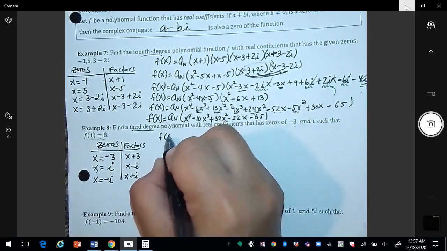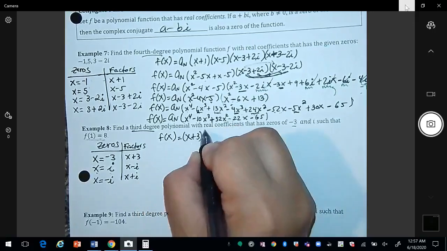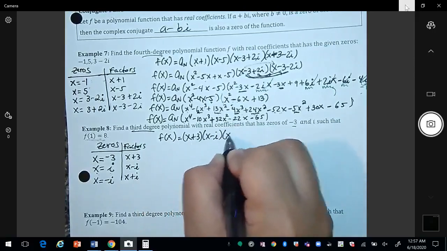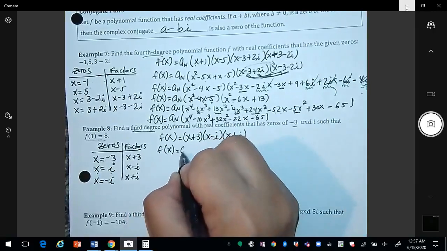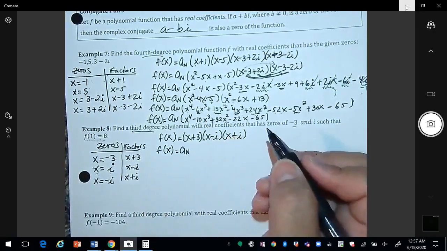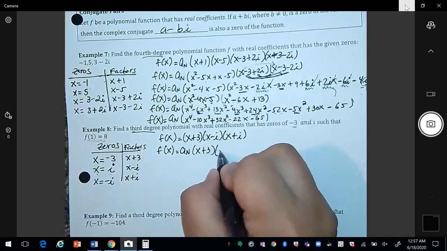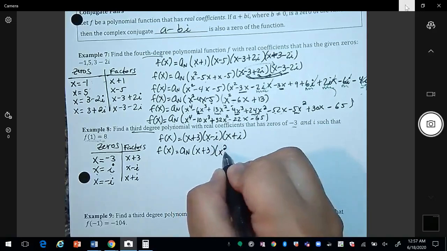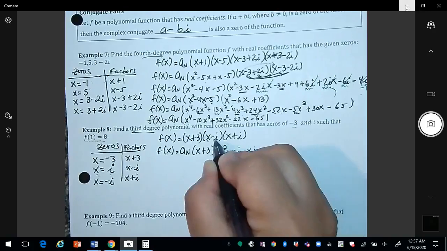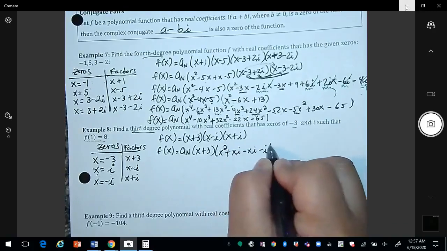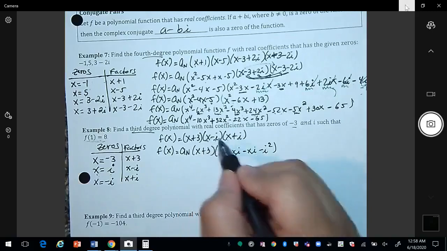So we would write down f of x is equal to x plus 3 times x minus i times x plus i. And so I forgot my coefficient. Let me go ahead and include it. And then I'm going to multiply x times x is x squared, x times i is xi, negative i times x is negative xi, negative i times i is negative i squared, or you can use the shortcut and square the coefficient here and the coefficient here.